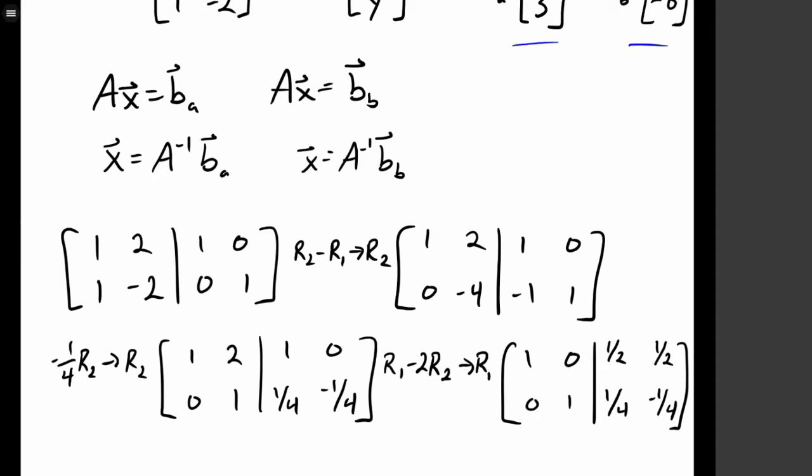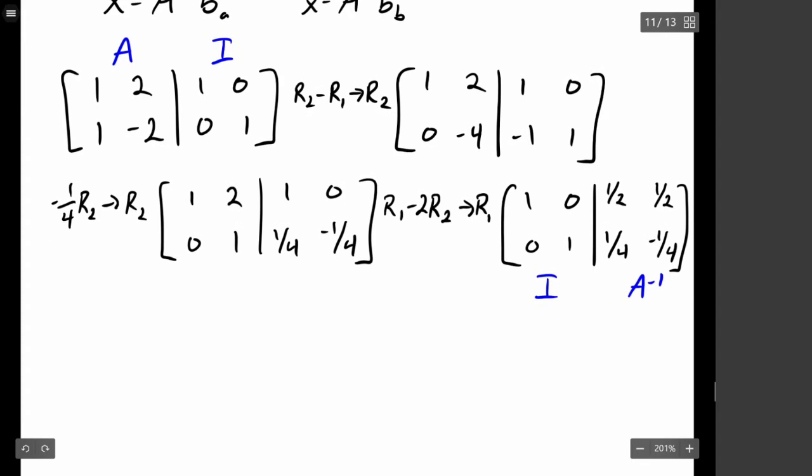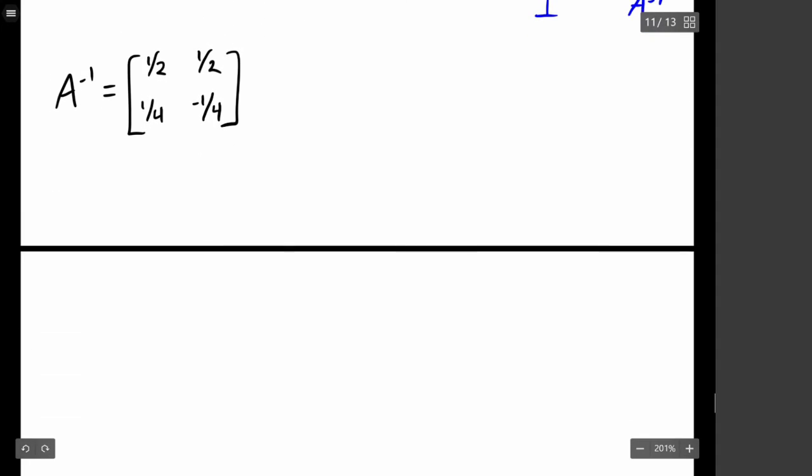So doing the work to find the inverse, remember we take the matrix A and we adjoin the identity here, and we do row operations to get the identity over here, and then this is A inverse. All right. So in this case, A inverse is going to be 1/2, 1/2, 1/4, minus 1/4. So now we can just solve for the solutions here.